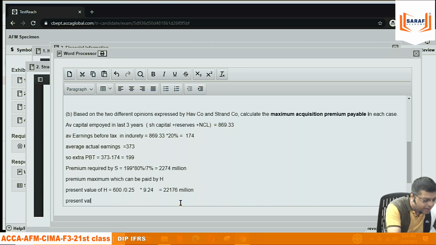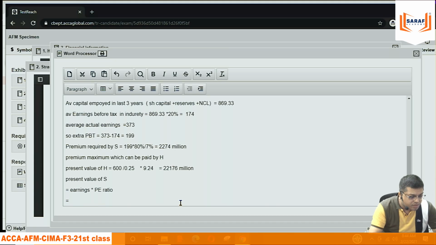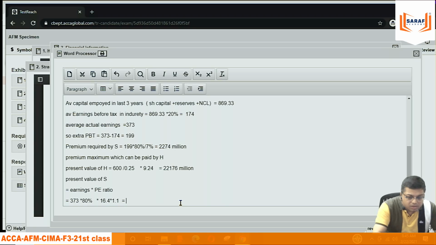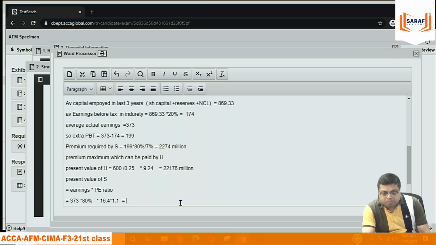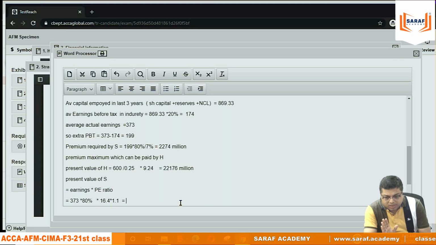Present value of S, उसके लिए earnings into PE रेशियो. तो उनका अर्निंग्स है जो हम लोग ऊपर निकाले हैं, विच इज 199 इंटू, नहीं 199 नहीं, सॉरी, अर्निंग्स है एवरेज एक्चुअल अर्निंग्स 373 into 80% into 16.4 into 1.1. Because the PE ratio of biotech industry is 16.4, but they are saying our PE ratio is 10% more. And then our earnings is 373 into 80% because profit before tax is 373 and 80%, 20% tax minus karke.